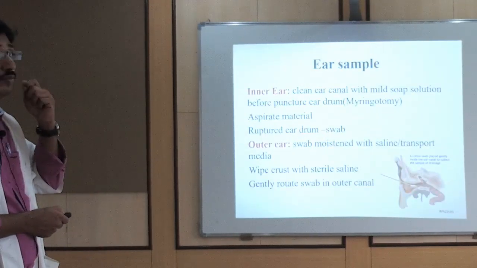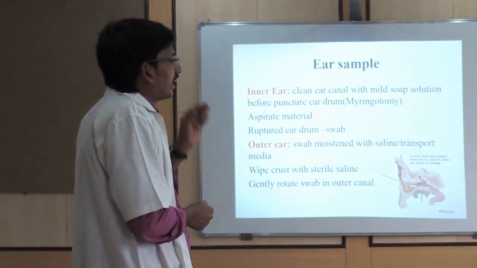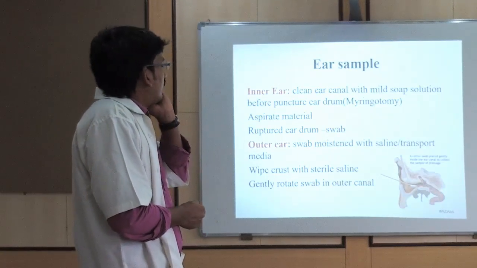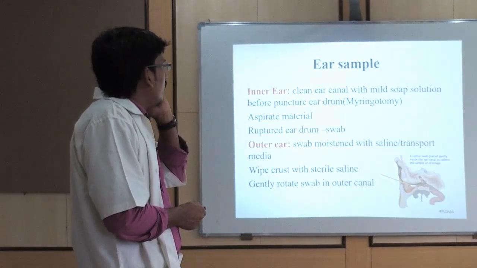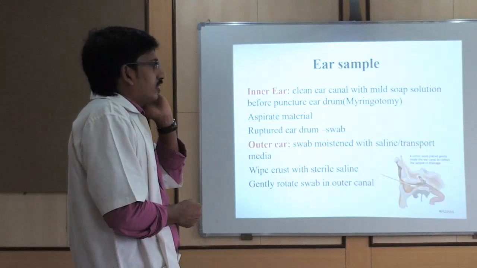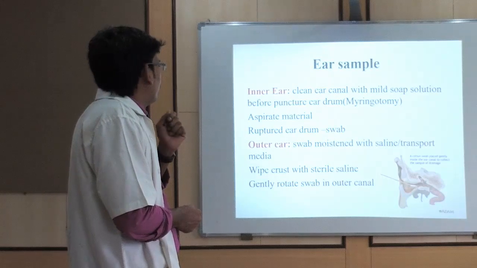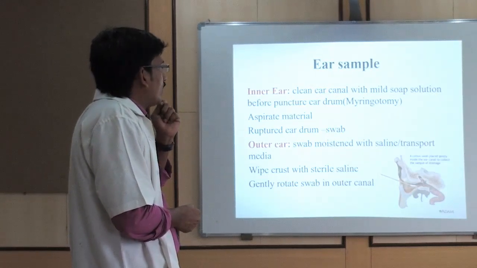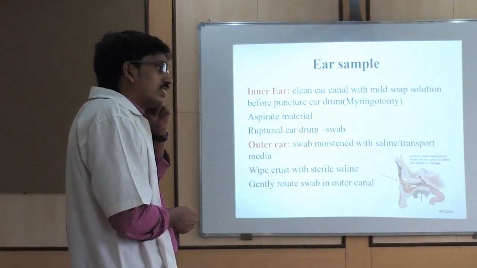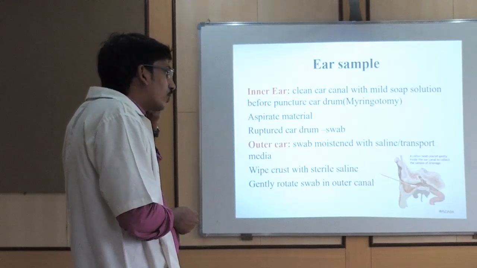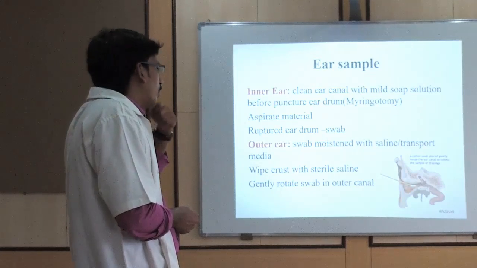And coming to ear samples. In case of an inner ear sample, you have to clean the inner ear with soap and water before puncturing the ear drum. Then after washing, you puncture and aspirate the material. In case there is no pus, you take a swab, gently rotate it, and send it to the laboratory. In case of the outer ear, you have to take a sterile cotton swab. It should be moistened with saline or some transport media, and you wipe the crust with sterile saline only. Then gently rotate the swab in the outer canal, take it out gently, then transport to the laboratory immediately.